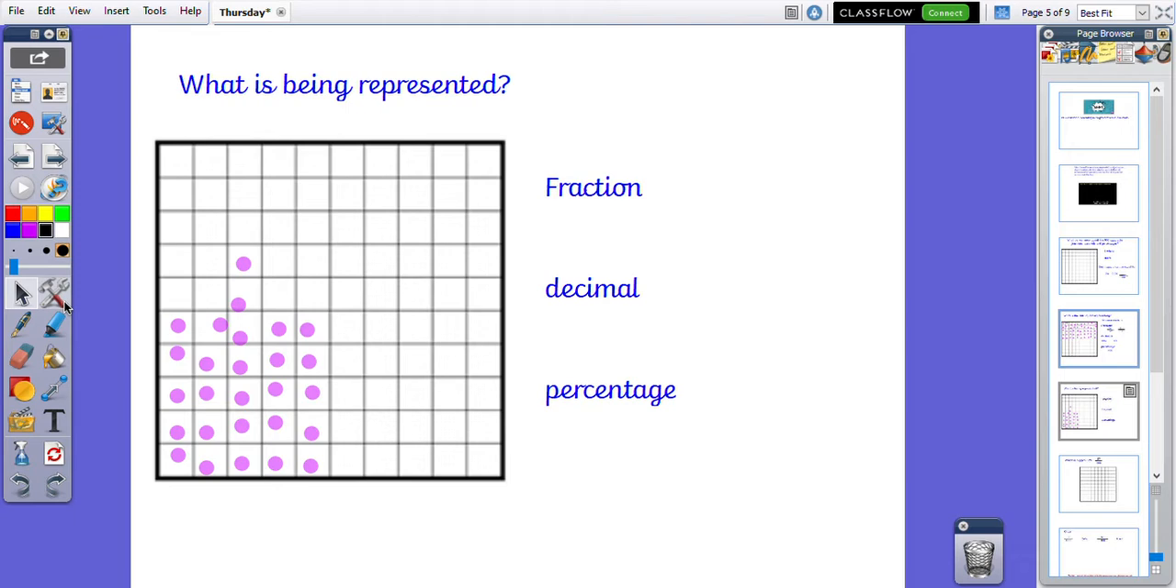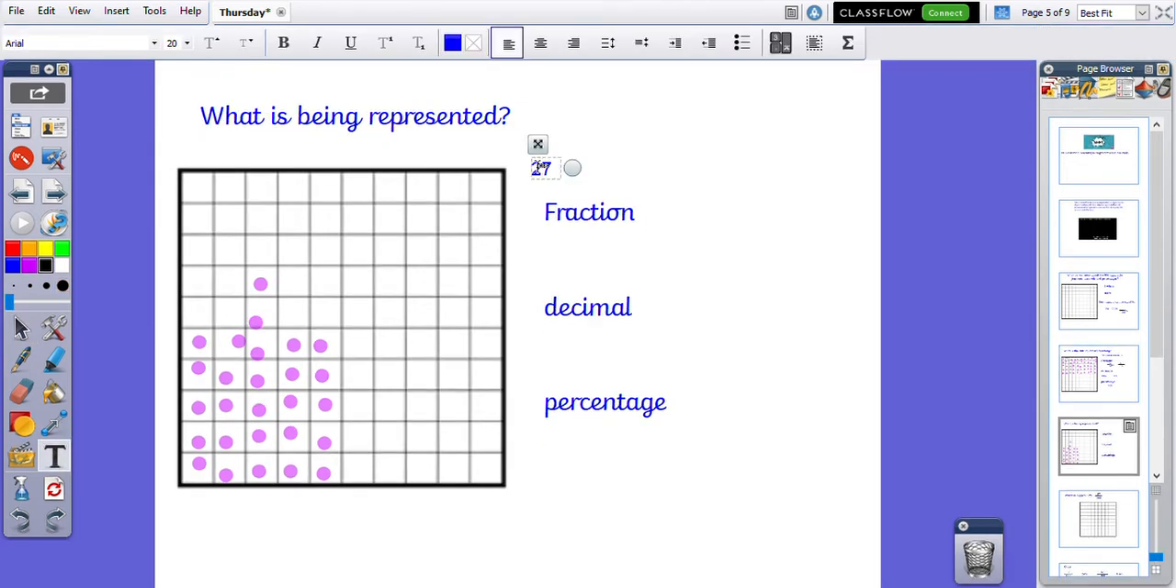So we're going to do this again, but this time it's with a different type of number, so it's not a rounded number. So what is being represented? First I need to work out how many squares I have got. Let me see what number these go up to. They go up to 1, 2, 3, 4, 5, and they go to 5 across there. So I'm going to count in my 5s, and then I'm going to add these 2 on at the end. So I've got 5, 10, 15, 20, 25, 26, 27. So I've got 27 squares shaded in.